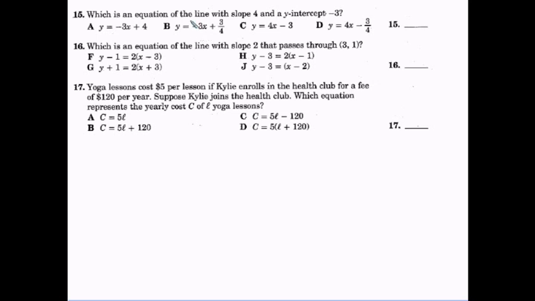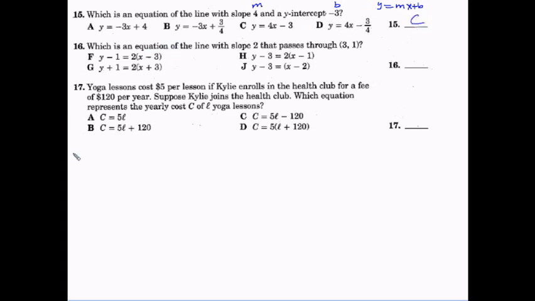Okay, 15. We have an equation of a line with a slope of 4 and a y-intercept of negative 3. This is m, this is b. We're doing y equals mx plus b. So 4x minus 3, so C.